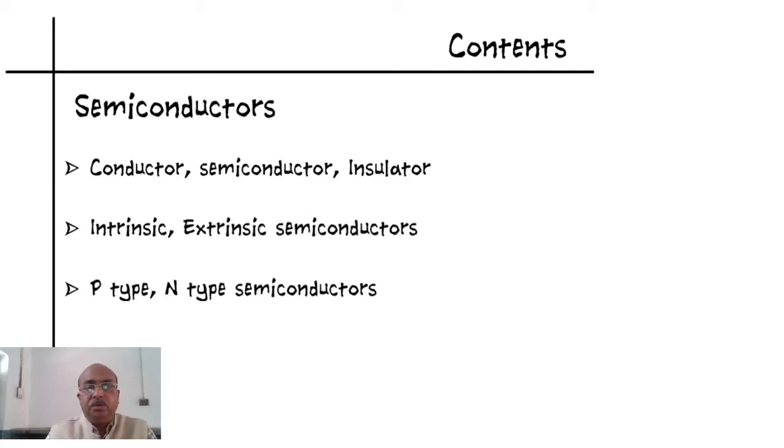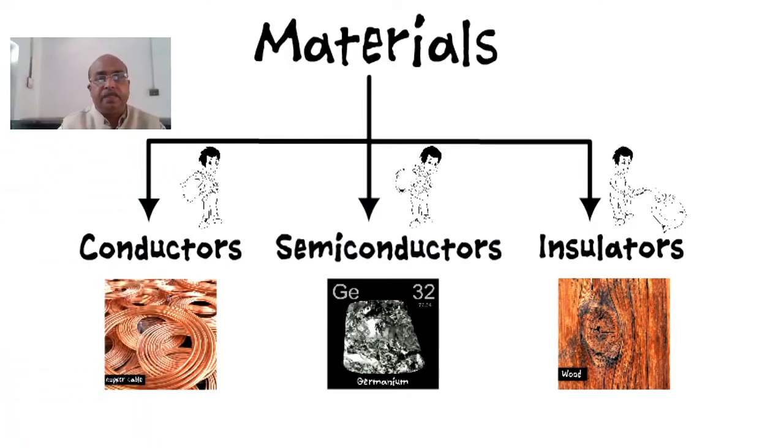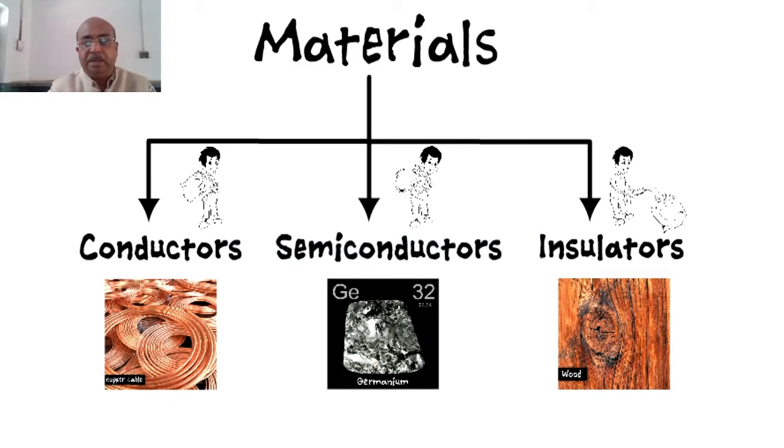Today we are going to learn about semiconductors. Before this, let us understand what is conductor, semiconductor, insulator, and then we will be learning about intrinsic and extrinsic semiconductors. And after that, we will be having knowledge about p-type and n-type semiconductors. So we know that there are three types of materials. One is conductors, semiconductors, and insulators.